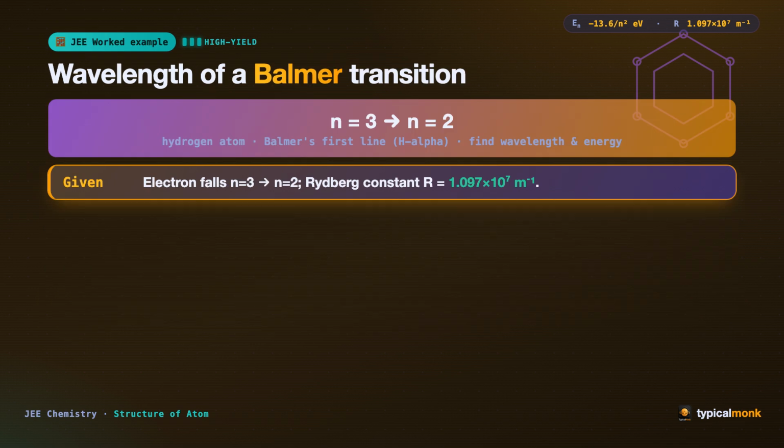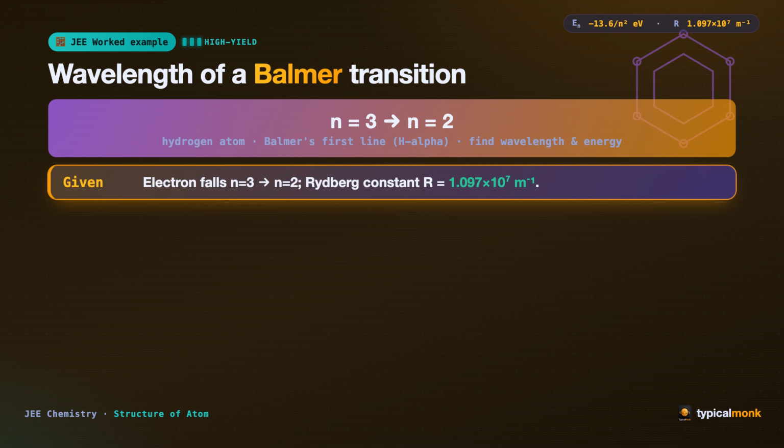Time to solve a full JEE numerical together, slowly, the monk's way. A hydrogen electron falls from the third level to the second level. The very first line of the Balmer series, called H-alpha. JEE will ask for both its wavelength and its energy. Step 1. Write down what is given.